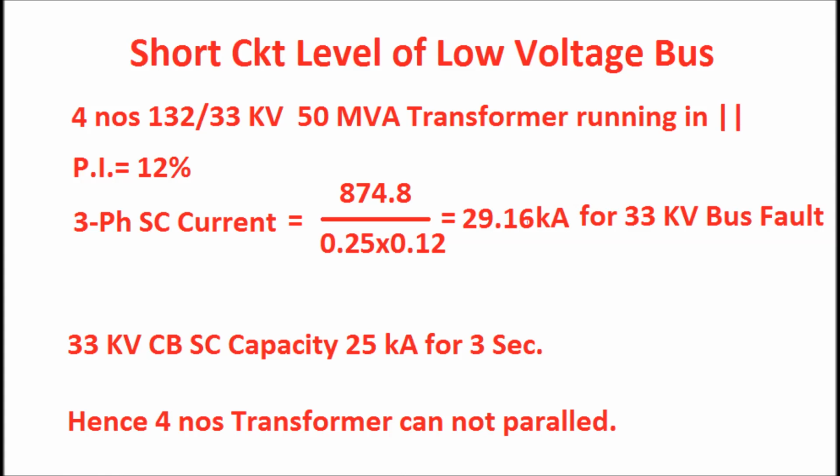Now the 33 kV CV is designed only for 25 kiloampere for 3 seconds, that is the short circuit capacity of the 33 kV CV. Since the fault current is much greater than the CV short circuit capacity, which is 25 kiloampere for 3 seconds, this CV cannot withstand this type of fault current. So in this case, four transformers cannot be run in parallel. So percentage impedance is an important parameter in order to determine how many transformers can be running under parallel condition.